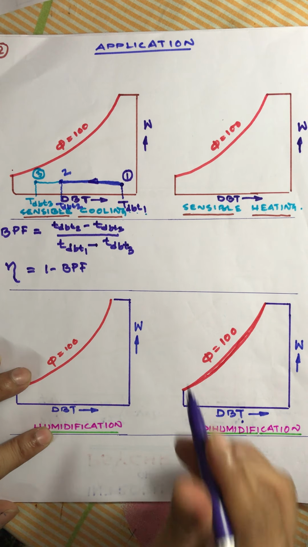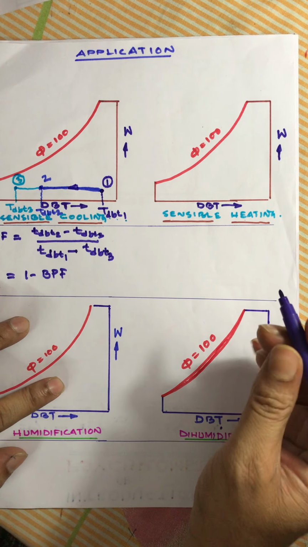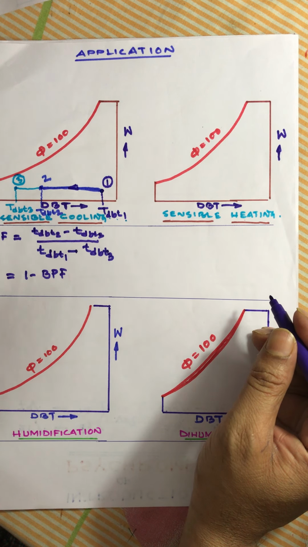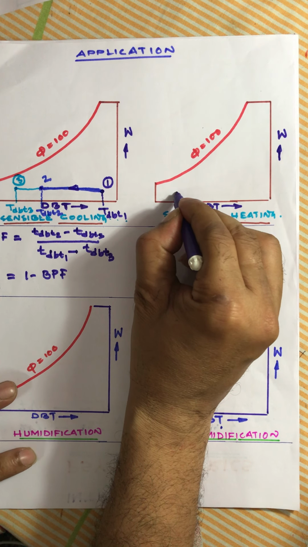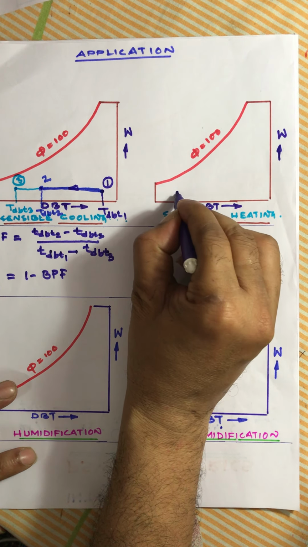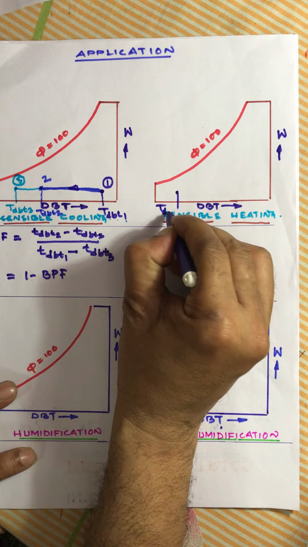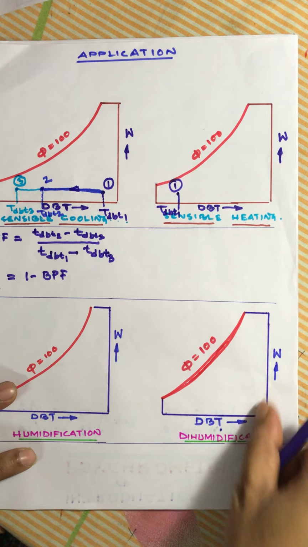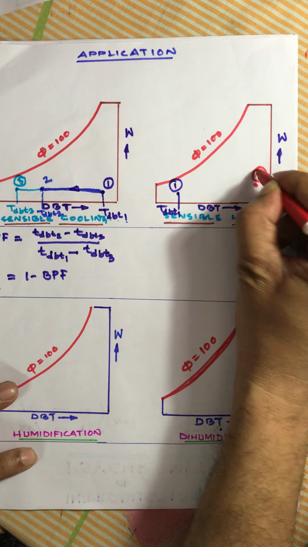Now, similarly, what is the sensible heating? That means there will be a heating coil around which room air will be passing, and that is why the temperature of the room air will be increasing. So, that is called sensible heating. If you consider this is the initial point of the room, this is T dry bulb temperature 1, and this is the suppose heating coil temperature 3, suppose this is the 3 point.